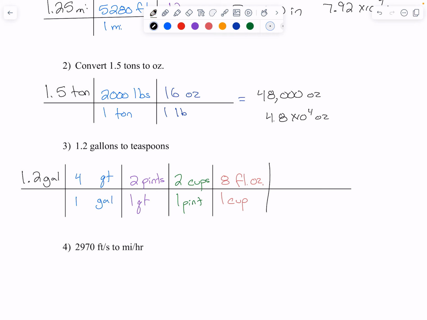And then, let's see here. I'll do this one. 1 fluid ounce is 6 teaspoons. And so that gives us 921.6, which I have 2 sig figs, so that's 920 teaspoons. Hopefully you don't have to measure 1.2 gallons by teaspoons. That would be not so fun.